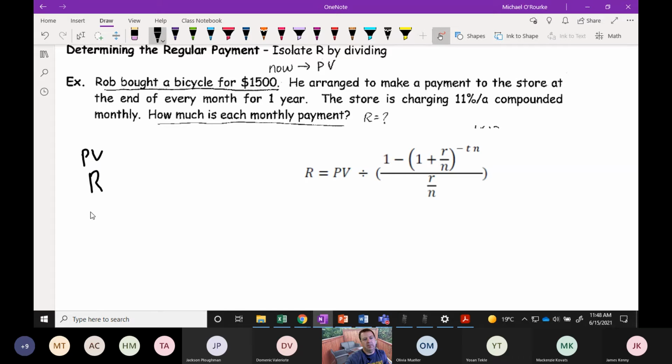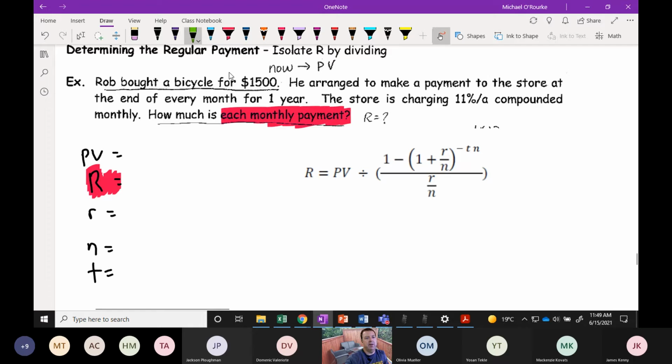PVR. So this time we know how much we borrowed, right? But we're trying to find his monthly payment. So we're trying to find the R value this time, not the PV. We have the PV. The PV is right here because we borrowed $1,500. Okay. Does that help you out, Farley, when you look at it like that?